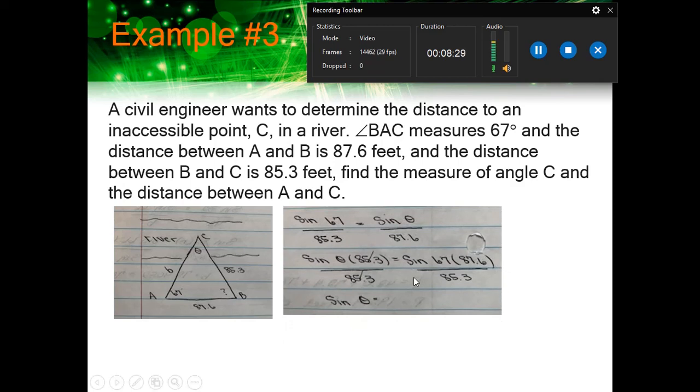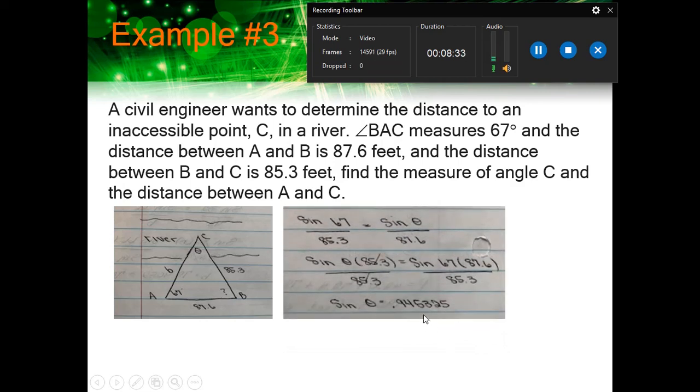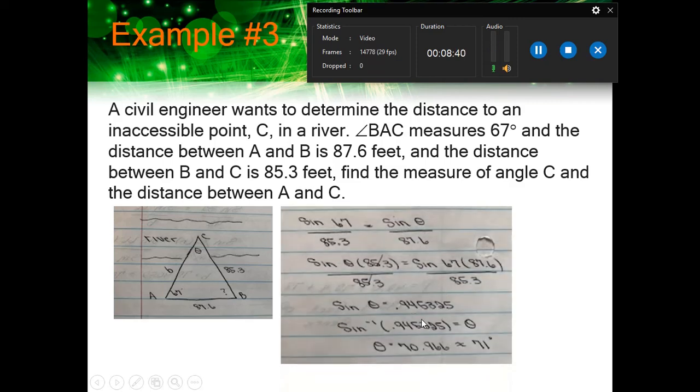I'm going to put the whole right side into my iPad. It should return a decimal, and this is the ratio. And now that we want to find the angle measure, we're going to activate our inverse sine, and I'm going to round it off to the nearest whole degree.